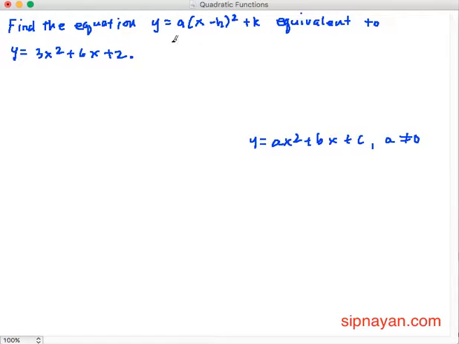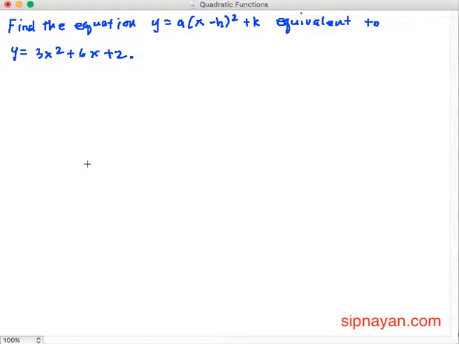So in this form, gagawin natin siyang a times x minus h squared plus k para makuha natin yung hk. Again, yung hk is the vertex of the function. And the vertex is one of the important points of the function dahil pwede natin siyang i-solve algebraically. Okay, so let's solve.